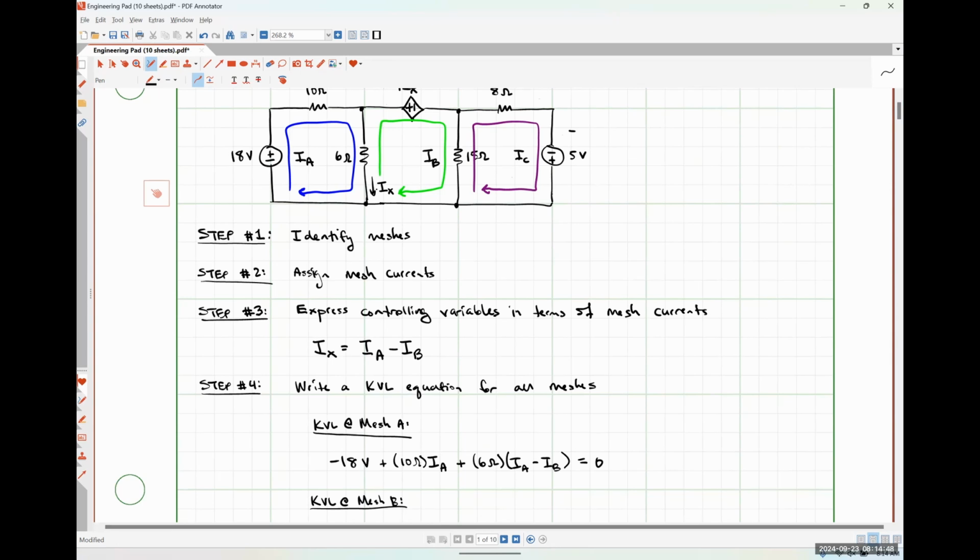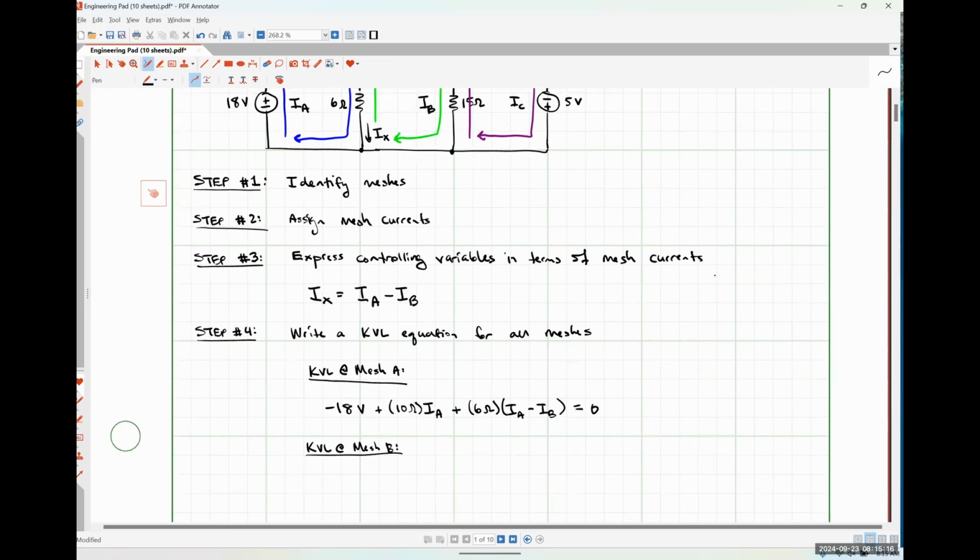So what's the first thing that we see? So the 6 ohm resistor. Okay, so what's the voltage drop across the 6 ohm resistor when we're following IB around? Putting it in terms of mesh currents. So is only IB flowing through the 6 ohm resistor? IB minus IA times 6 ohms.